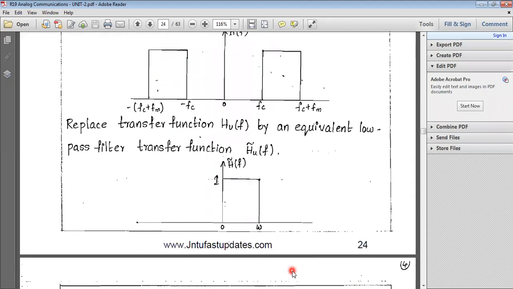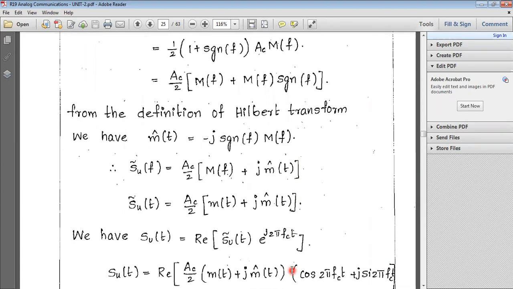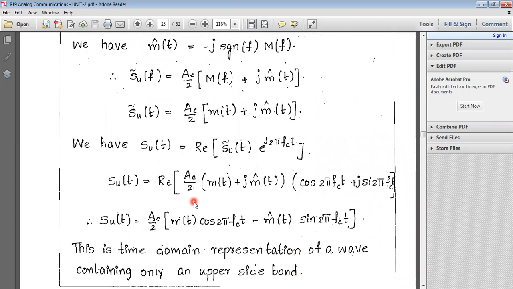So that's why SU of t we already calculated. From that we calculate SU of t. That is the real part of the complex envelope of SU of t times e power j 2 pi fct. Now you substitute the complex envelope of the SSB signal, that is this one, into e power j 2 pi fct, which can be written as cos 2 pi fct plus j sin 2 pi fct. Already you know.